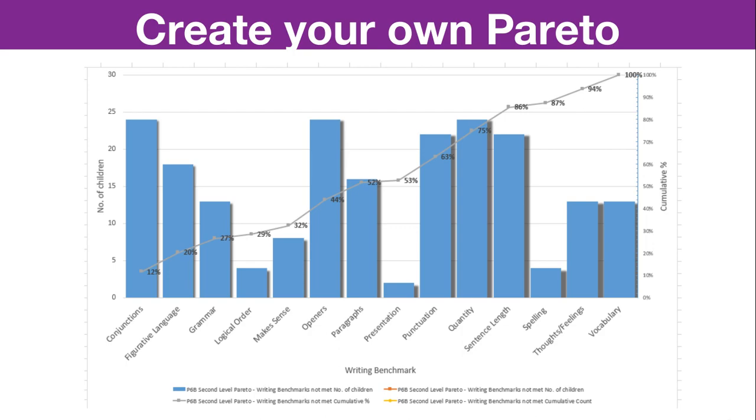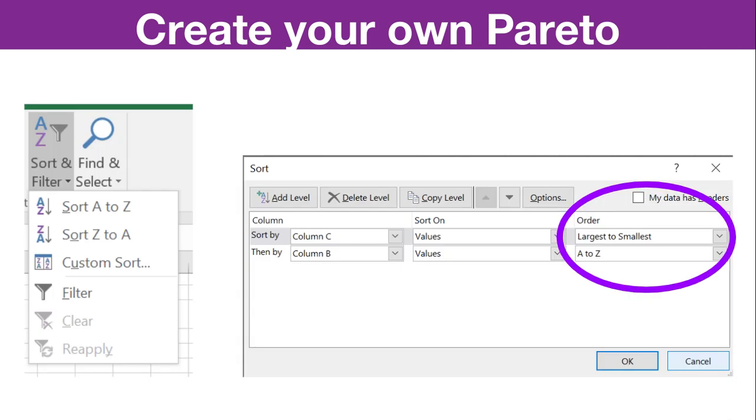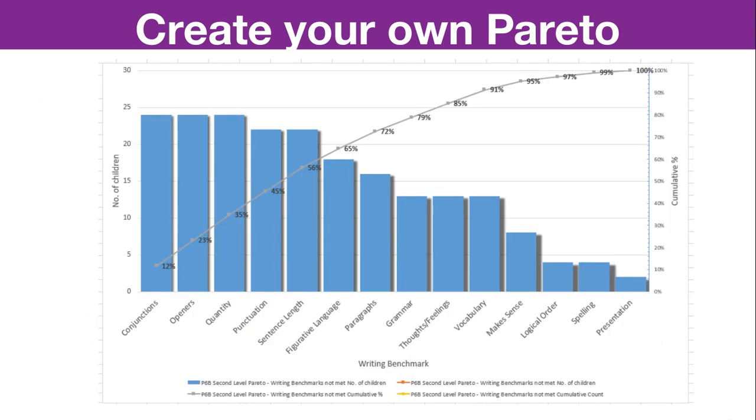It will be a little bit wibbly, all over the place, because it's just taking them in order from the benchmarks you've looked at. But for you to have a really robust Pareto to show where you need to put your efforts, then you need to select all of your data in the white and the green column. You then click at the top on sort and filter, and this box will appear. You need to make sure that you're sorting your order from largest to smallest. Click on OK, and you will be left with this Pareto here, or something very similar.